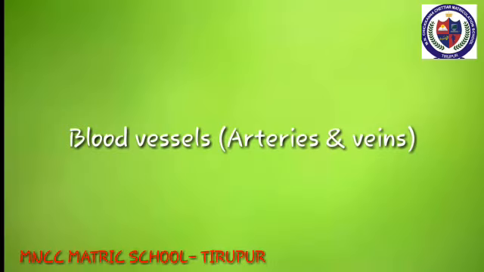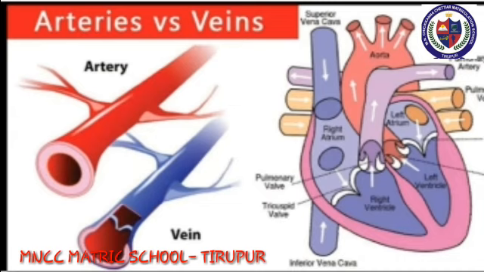Next, blood vessels: arteries and veins. Blood vessels are a network of branched tubes that transport blood. There are three types of blood vessels, namely arteries, veins and capillaries. Arteries are thick and elastic vessels that carry blood away from the heart to various organs of the body. All arteries carry oxygenated blood except the pulmonary artery, which carries deoxygenated blood to the lungs.